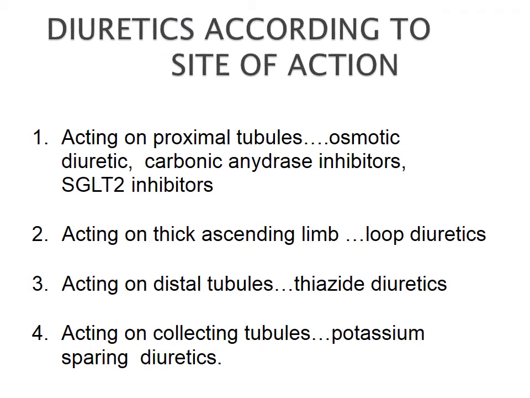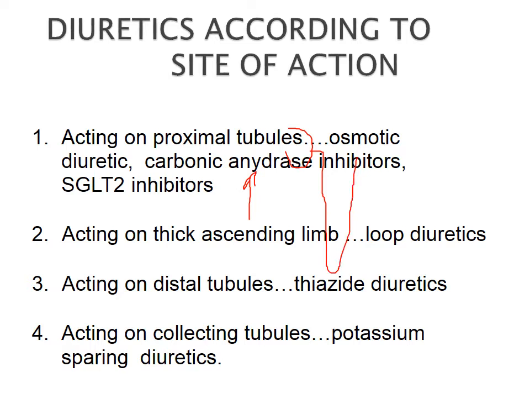Now, we discuss the diuretics further. We know that there are diuretics that act on the proximal tubules. As I told you, the osmotic diuretics and carbonic anhydrase inhibitors are the diuretics that act on the proximal convoluted tubules. Next are the loop diuretics that act on the thick ascending loop of Henle, the loop that goes upward.